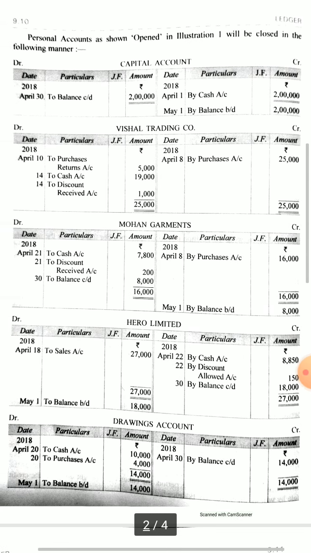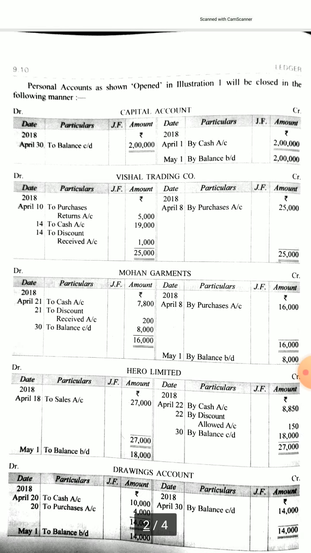Again see, in the case of Mohan Garments, Siaram and Sons had purchased 16,000 from Mohan Garments, and they paid 7,800. Discount received was 200. So after paying this 8,000, again 8,000 will be due to Mohan Garments from Siaram and Sons. So 8,000 is "to balance c/d", and here again "by balance b/d" is transferred, 8,000. So wherever "by balance b/d" is written, you will understand that that is the balance of that account. So Mohan Garments is a creditor of ours, so it always has a credit balance. In the case of Vishal Trading Company we will always have a credit balance.